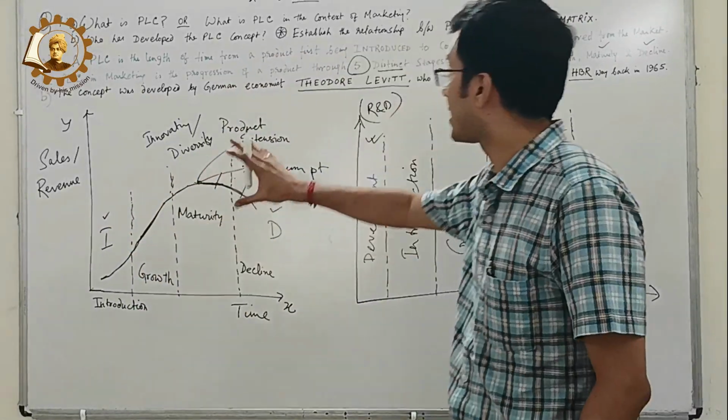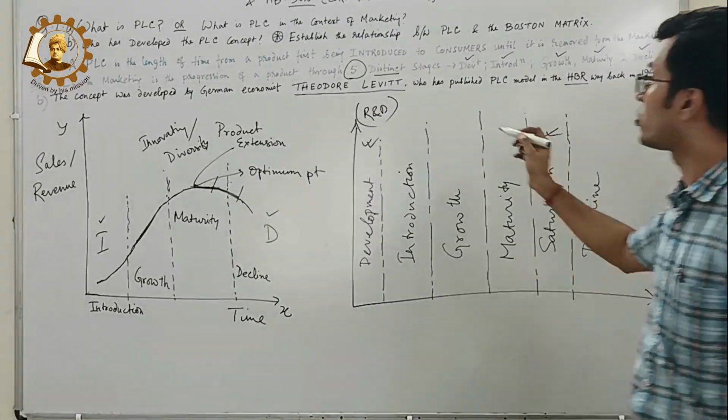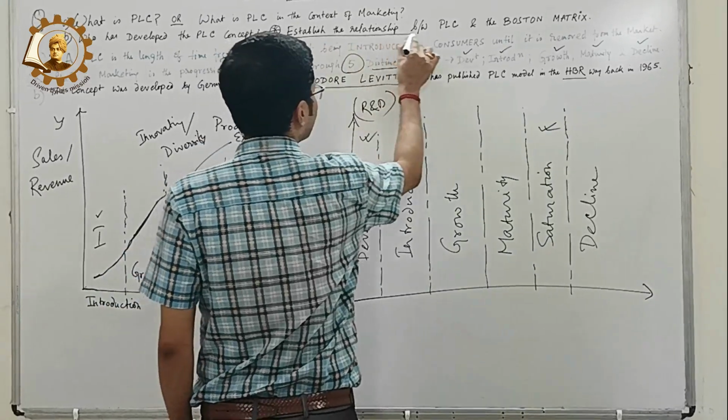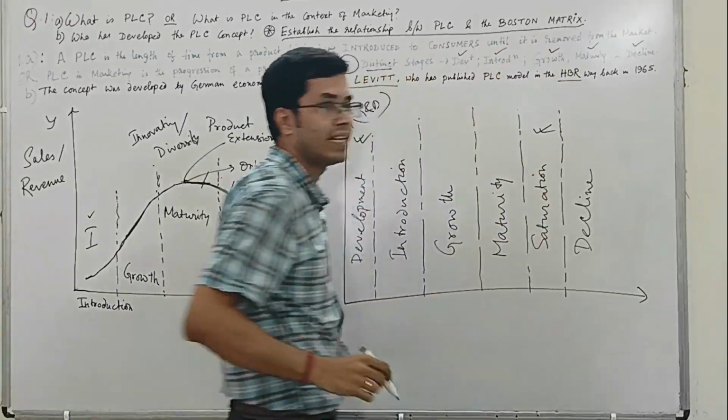So that is about the first part of the question. Now we will go to the next part of the question, which is to establish the relationship between PLC and Boston matrix in our next video.